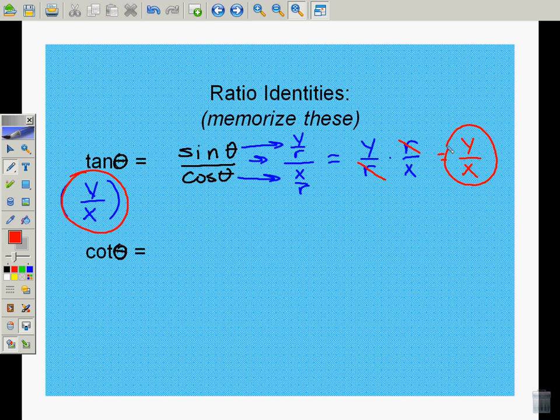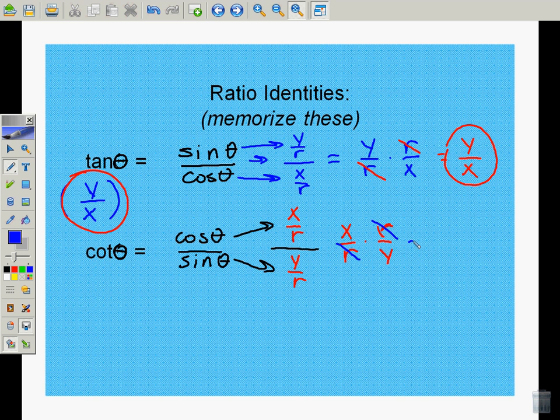And so if you want to, you can try to do the same thing with cotangent. I'm going to go ahead and go through it right now, because this is going to be cosine theta over sine theta. If you'd like to work ahead, go ahead. Okay, so cosine theta and sine theta are going to go in the fraction here. And what I'm going to end up with is cosine of theta, which is x over r, over sine theta, which is y over r. And we're going to do the same thing here. We're going to have x over r times r over y. We can cross cancel. Okay, so we end up with x over y, which we remember as cotangent of theta.